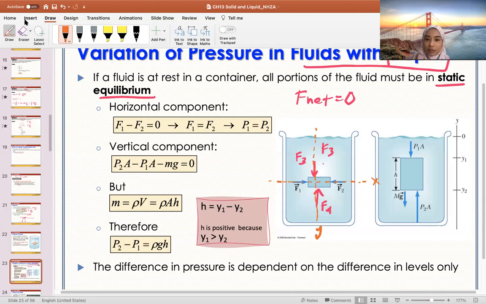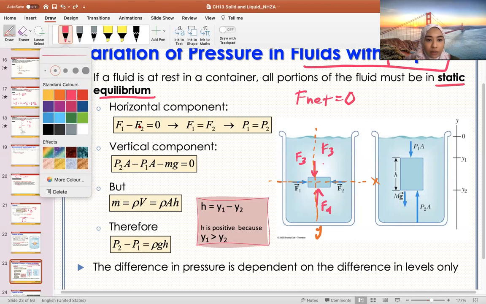Okay. We're not talking about pressure, here we are talking about force. Force is a vector. Okay, so if this object in the water is in static equilibrium, the net force must be equal to 0, which means that the force acting on the sides, either up or down or right or left, must be equal to 0. So this is the equation. F1 minus F2 should be 0, which means that F1 is equal to F2.